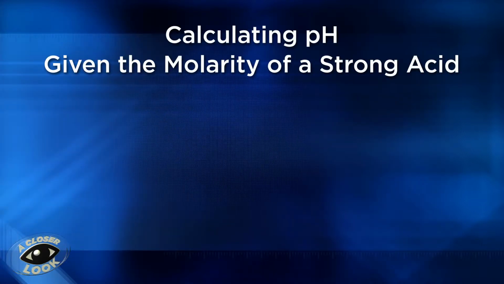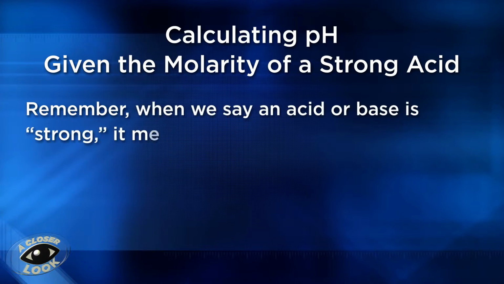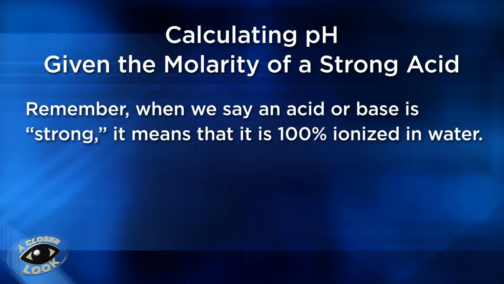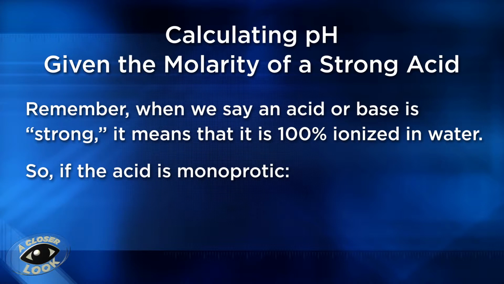Occasionally, you'll be given problems in which you have to calculate pH, and the only thing that's given to you in the problem is the molarity of a strong acid. But we can solve these problems in a relatively straightforward way if we remember that when we say an acid or base is strong, what we mean is the acid or base is 100% ionized in water. So if the acid is monoprotic, or in other words it contains one ionizable hydrogen ion, then the molarity of the acid is the same as the molarity of the hydrogen ion, since it will be 100% ionized in solution.